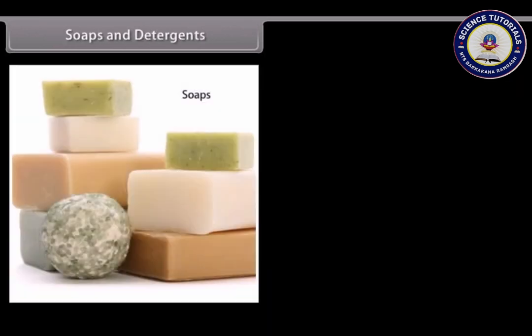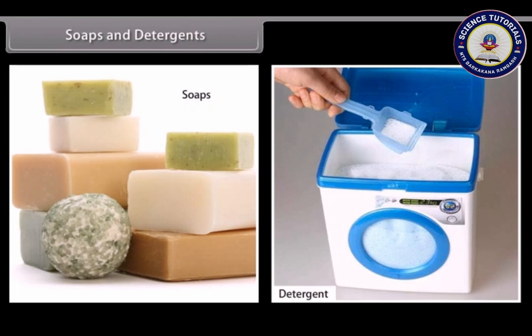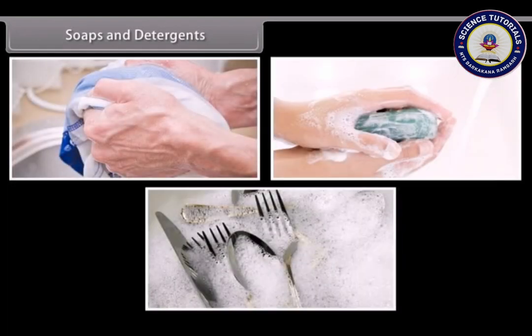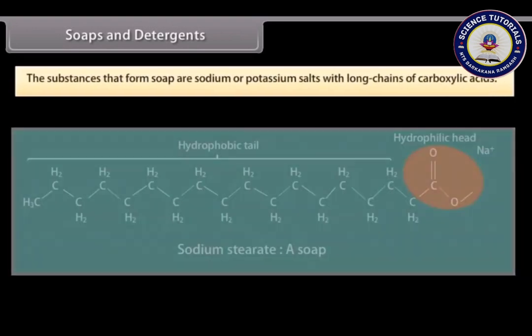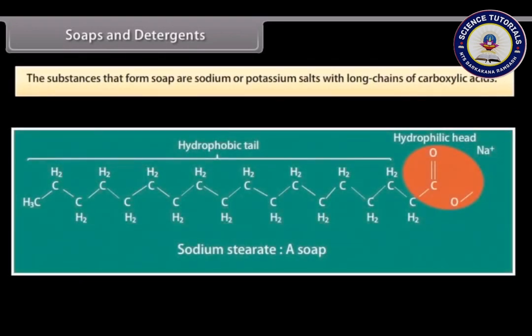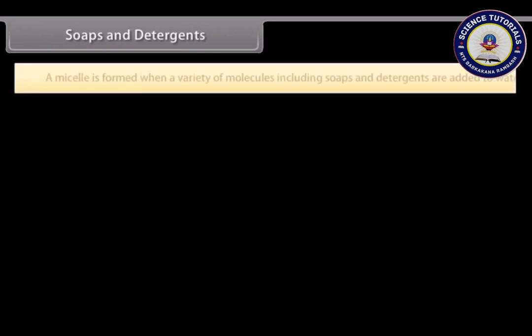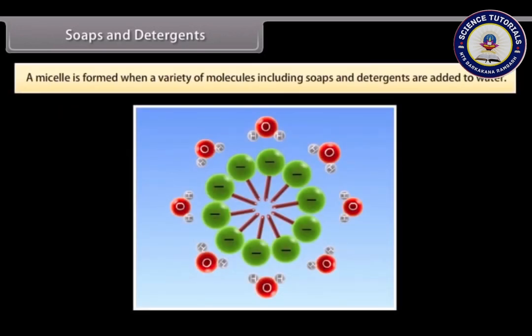Soaps and detergents. Soaps and detergents are used in our daily life to wash clothes, clean hands, clean utensils, etc. The substances that form soap are sodium or potassium salts of long chain carboxylic acids. The soap molecules form a structure called micelles. A micelle is formed when a variety of molecules, including soaps and detergents, are added to water.